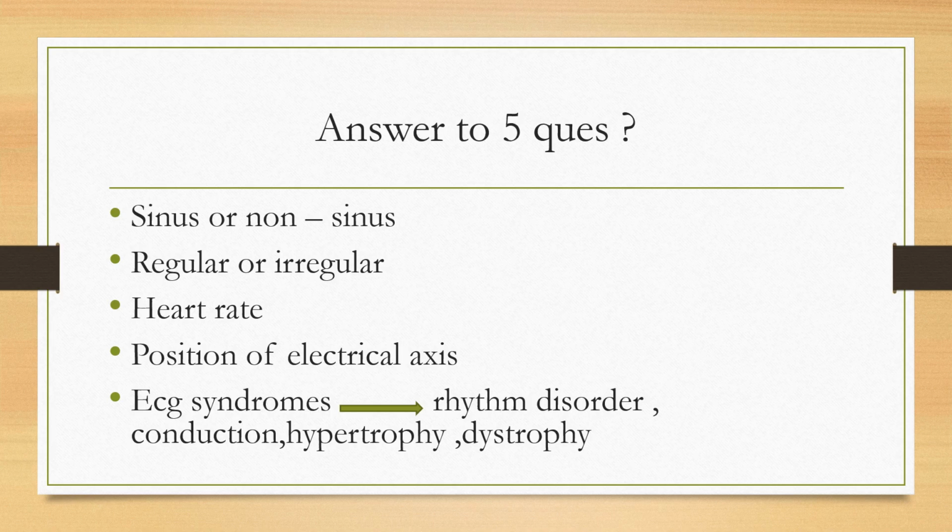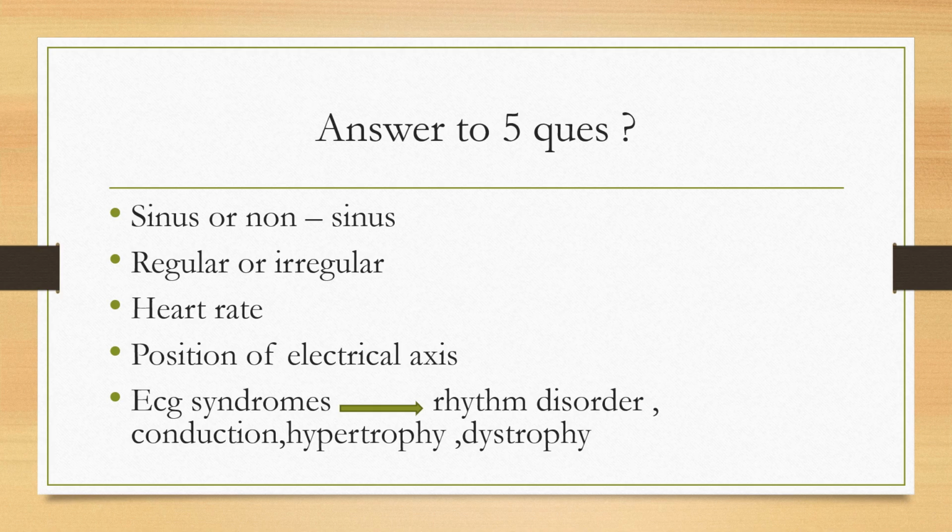Now, the main question is how you will answer on an ECG during your exam. You need to answer five basic questions: whether the ECG is sinus or non-sinus, regular or irregular, and the heart rate, meaning whether the patient has tachycardia or bradycardia, and maybe other associated pathologies. You need to answer about the position of the electrical axis and different syndromes, that is, what our conclusion is. Rhythm disorder: is it sinus tachycardia or sinus bradycardia.